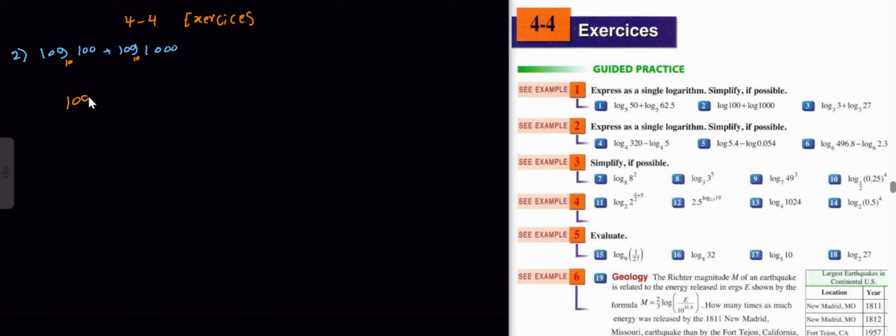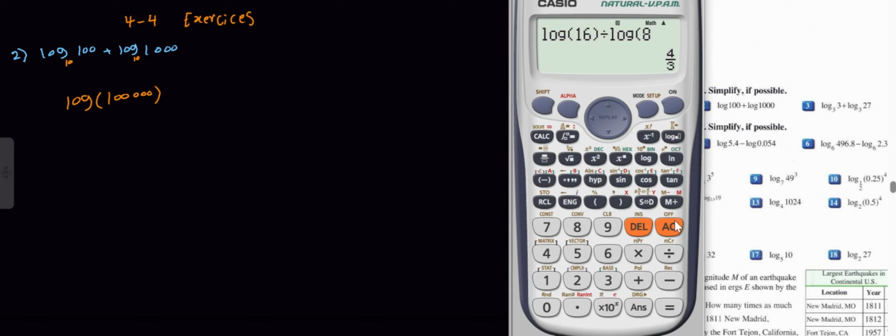It will be log 100 multiplied by 1000. It will be 100,000. So by a calculator, immediately, because we don't have a base here, it means it is 10. We can solve it very easy. Log 100,000 equals to 5. That's it.